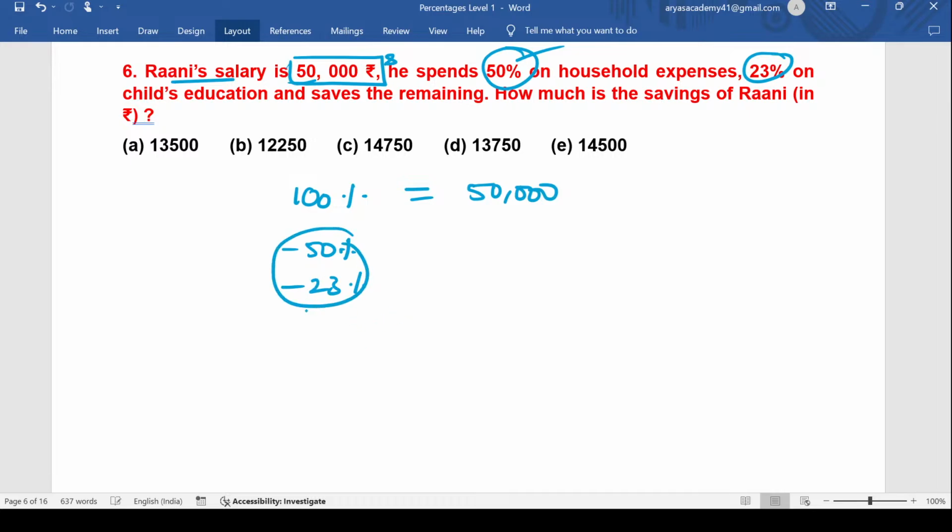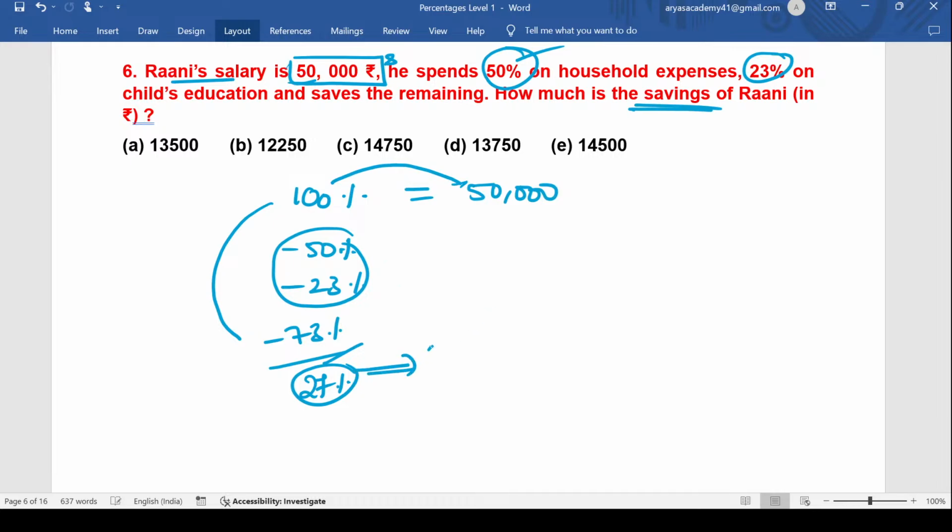So 50 and 23 overall, how much gets subtracted? 73% gets subtracted. So from 100, if you subtract 73, you will be left with what percent? 27%. So you know the value of 100. They are asking you what is the amount of savings. If you know 100%, you can easily find out 27%, right? You want 27%. You know the value of 100, and the value of 100 is how much? 50,000. These two zeros and these two zeros are cancelled.